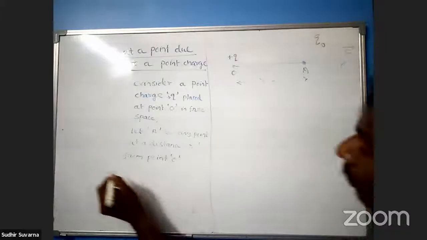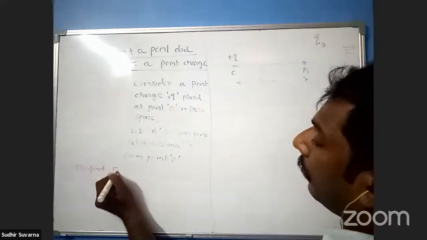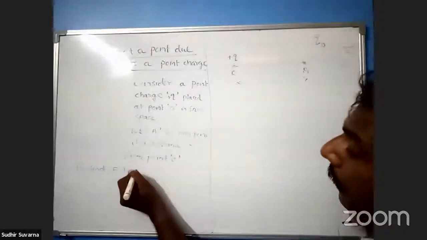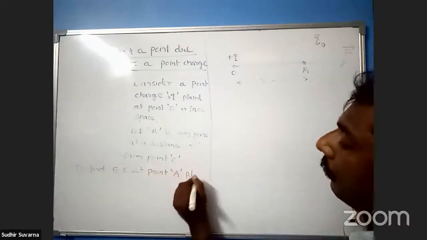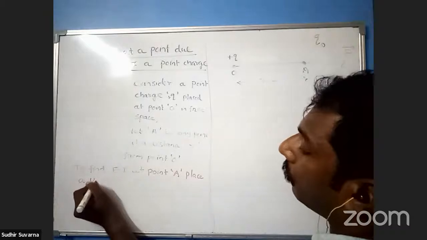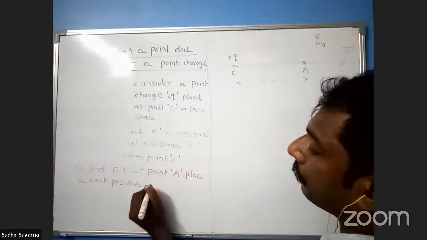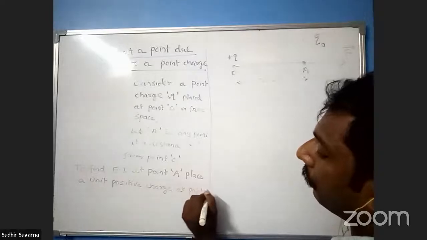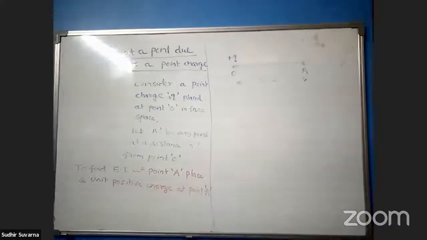Right, bacha? Yes. To find electric intensity at point A, place a unit positive charge at point A. Right, so you place the charge. Now obviously this will repel, so we can use Coulomb's law now.